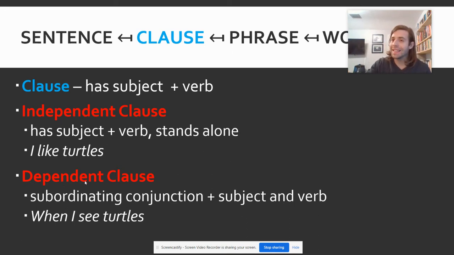Compare that to a dependent clause. This is still a clause. It has a subject and a verb, but it can't stand on its own because I have this word in front of it saying, when I see turtles. Begging the question, well, what do you do when you see turtles? Well, I get really excited. But this couldn't stand on its own. I'd have to connect this idea, when I see turtles, to an independent clause in order for it to make sense. This will be what we'll talk about in our rule number 2.